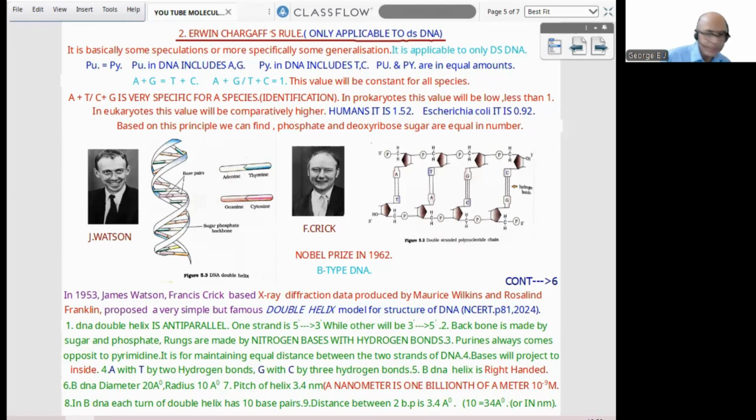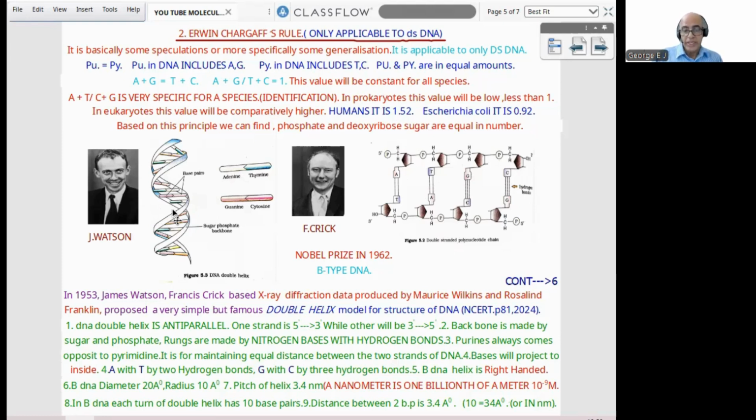Now, the next aspect is some historical event and how things came. In 1953, James Watson and Francis Crick, based on X-ray diffraction data produced by Maurice Wilkins and Rosalind Franklin, whom we discussed previously, proposed a very simple but famous double helical model of DNA, this one.